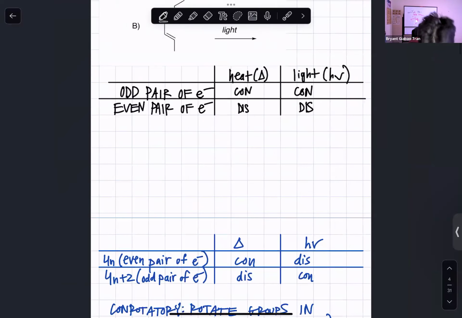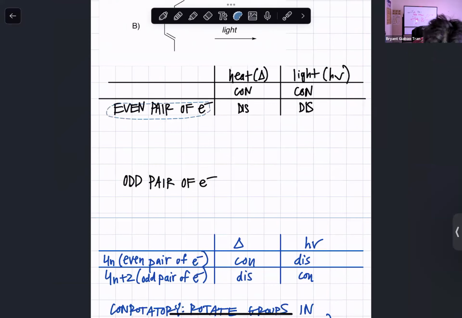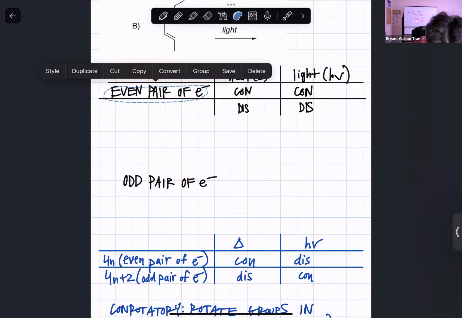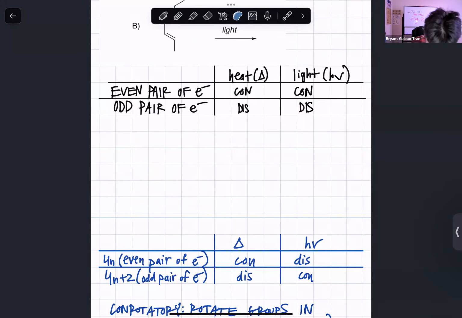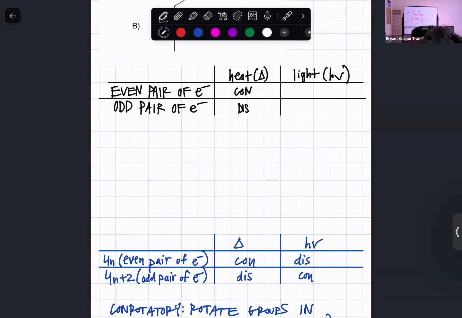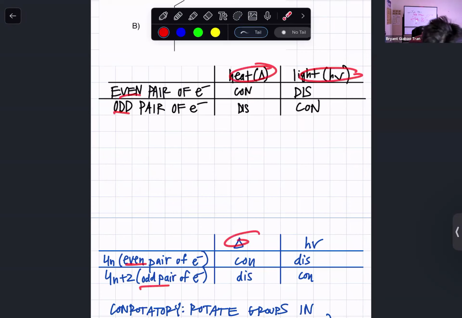Okay. So it was the other way around. Right. So the first row is going to be an even pair of electrons. Right. Don't mess this table up, because if you mess the table up, you're going to rotate the groups wrong and you're going to end up with the wrong product. Right. Make sure your table is correct on your note cards, and then you could rotate the groups correctly. And this is supposed to be dis and con. Okay, let's make sure. Even pair, odd pair, heat, light, con, dis, con. Okay.